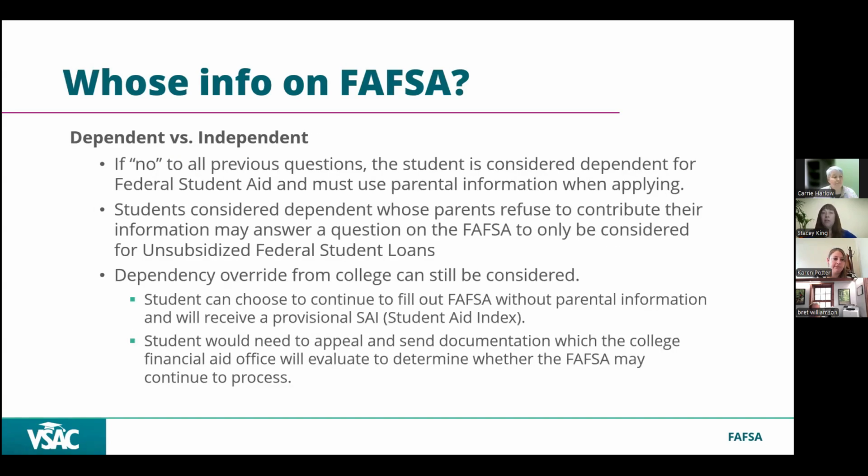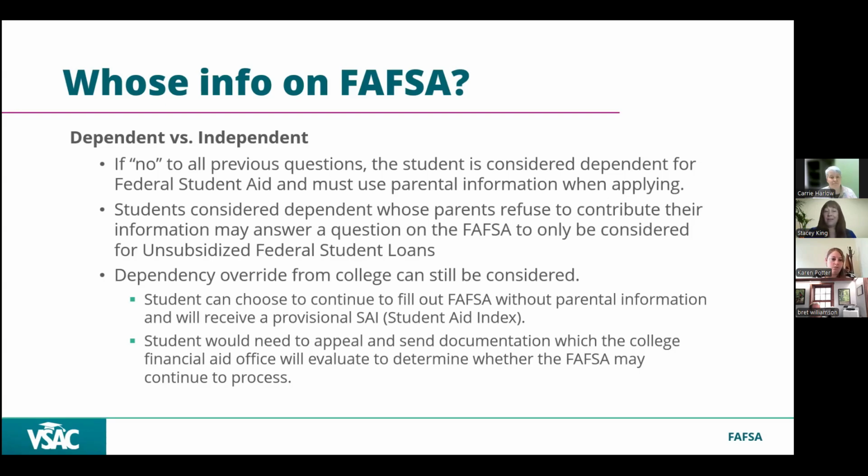And if, as the student is running through those questions, all of those are no, the student is considered dependent for federal student aid and they have to provide parent information. And note that the questions didn't ask if they lived with the parent. It didn't ask if the parents claim them on taxes. Those are not determining dependency for financial aid. This is a specific criteria just for financial aid.